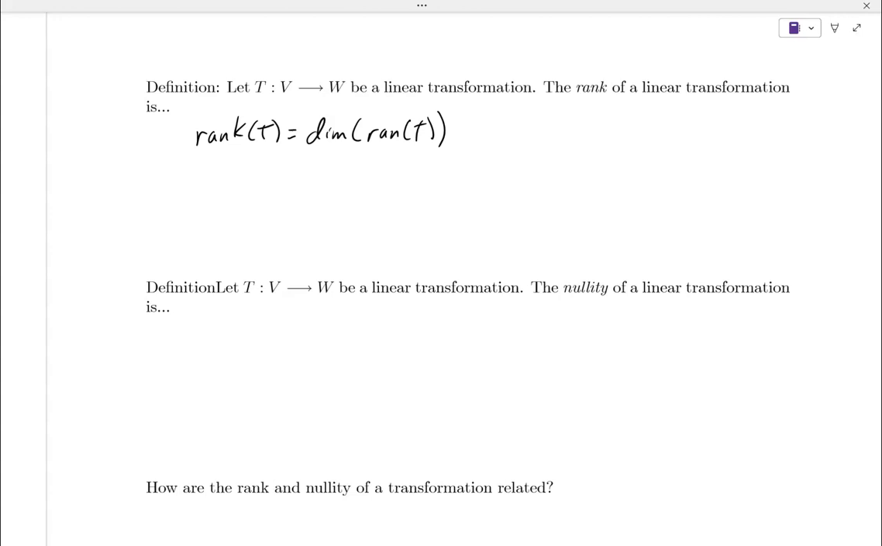So then our nullity of a transformation, which again, there's not really a nice abbreviation for nullity. It's just nullity. It's the whole word. This is going to be the dimension of your kernel of the transformation.